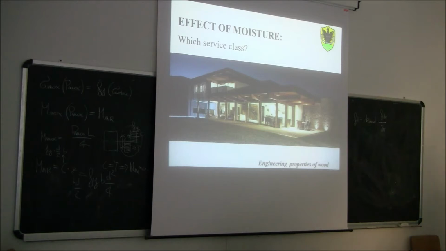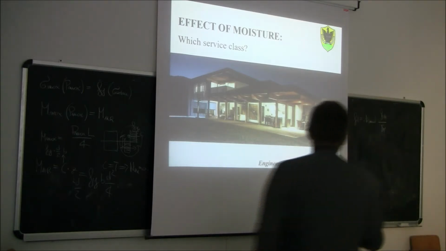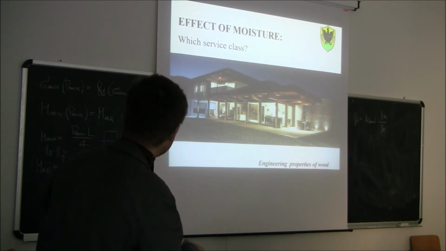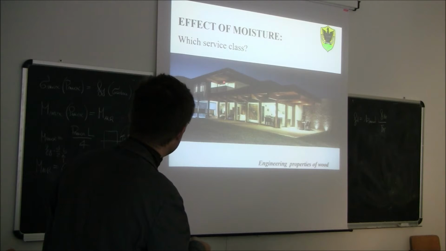The first part, one part of the... Which part? Under the roof, the second roof. This one? No, this one? Yes, it's class 1 or 2 because it's protected by the rain.